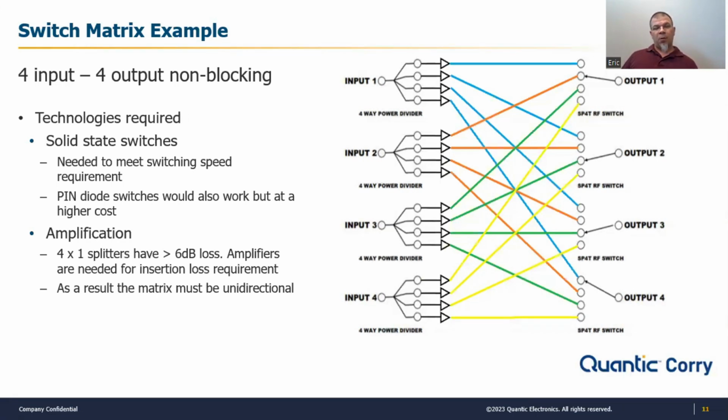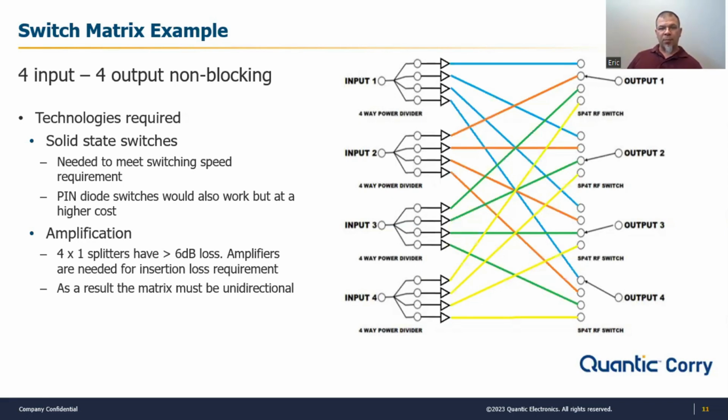But then also for this particular example, amplification is required. And why is that? That's because those input splitters have a theoretical loss of 6 dB, and it will be slightly more than that, due to non-idealities. So our insertion loss requirement from our specs was less than 3 dB insertion loss. And so we need to put some amplifiers in here.